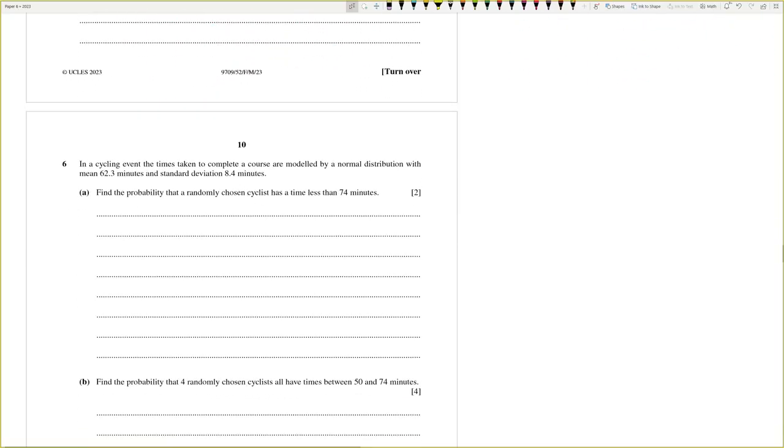Let's move on to the next one. We have 2 left. 66. In a cycling event, the times taken to complete a course are modeled by a normal distribution. So X is normally distributed with a mean of 62.3 and a standard deviation of 8.4. So we have 8.4 squared. That's your variance. Find the probability that a randomly chosen cyclist has a time less than 74 minutes.